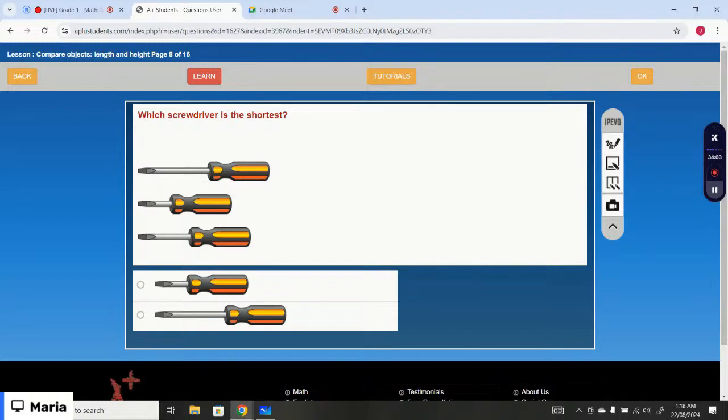Which screwdriver is the shortest? Which is the correct option? Option number one is the correct option. Okay, you can complete the lesson by yourself later today. Let me just move on to the next lesson.